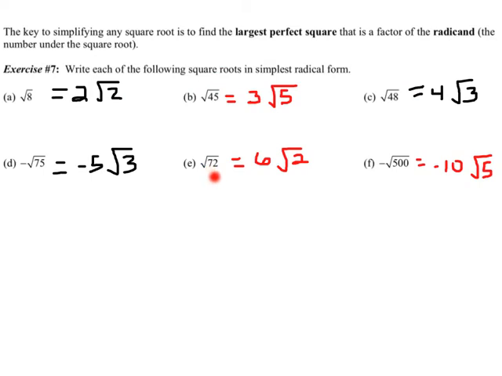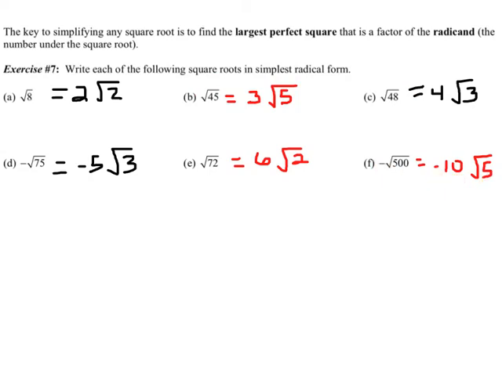72 is a tricky one. You might want to stop short, but it turns out to be 36 times 2. 36 is the biggest perfect square that goes into it. So square root of 36 is 6 times radical 2. And then this one here is a little more obvious. You should recognize 5 times 100. Square root of 100 is 10. The 5's not coming out at all, and the negative sign stayed out in front, like I said.